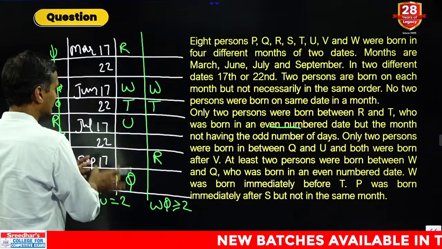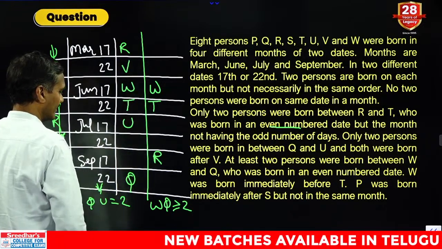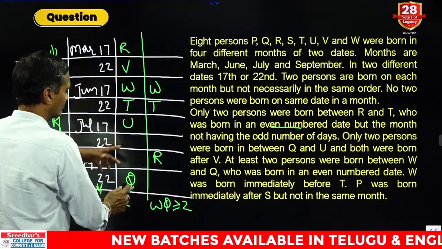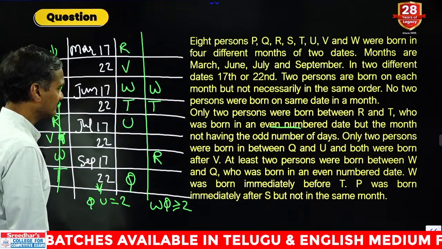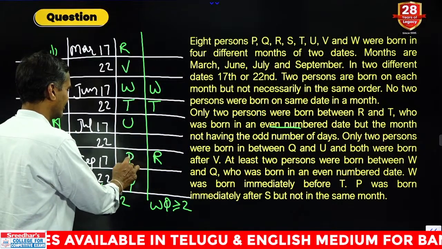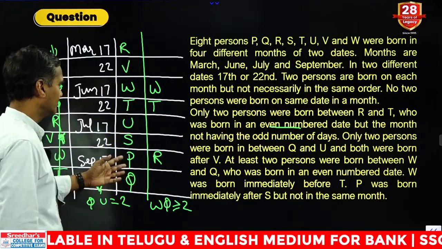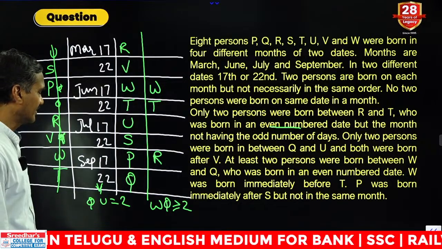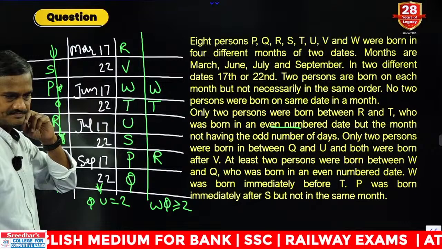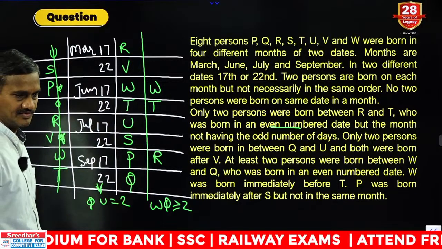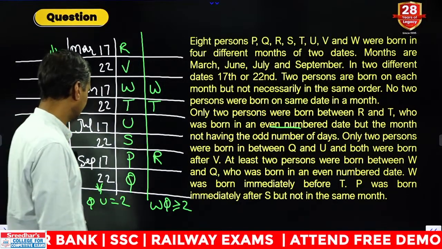And both these two persons must be after this V, and V is here, between W and Q, more than 2 persons. Then we are left with P and S, and P was born immediately after S. P is immediately after S, isn't it? And this is the final arrangement: R, V, W, T, U, S, P and Q. Clear now? Then coming back to this one.